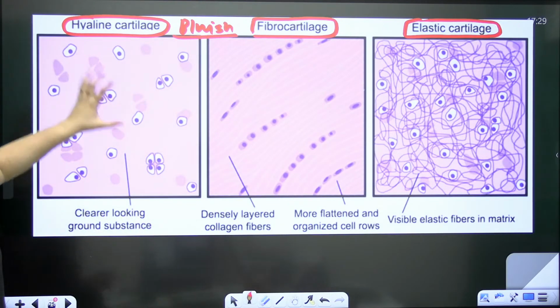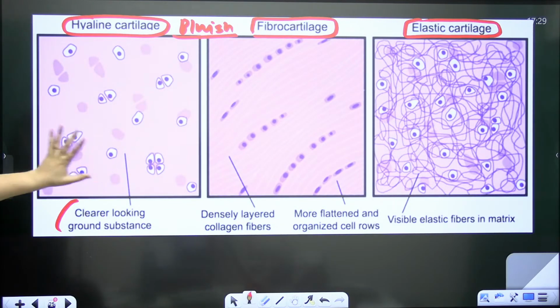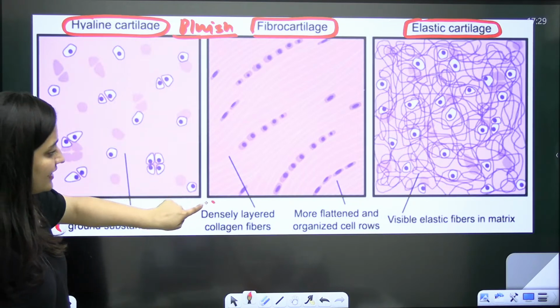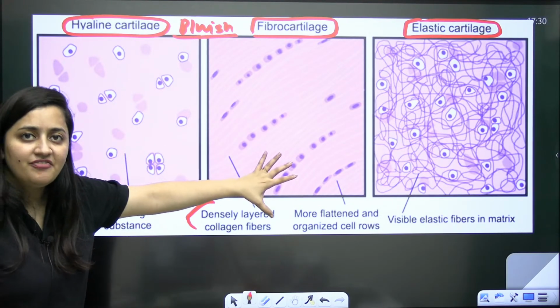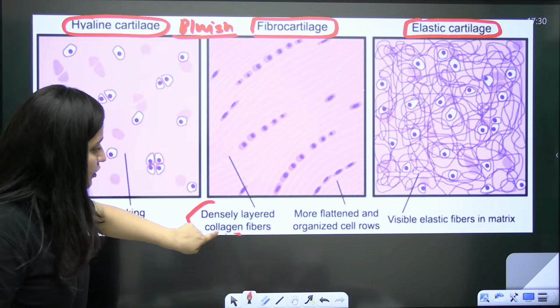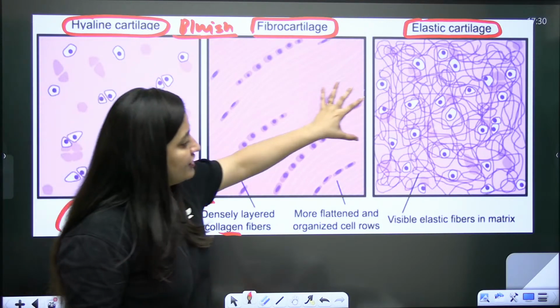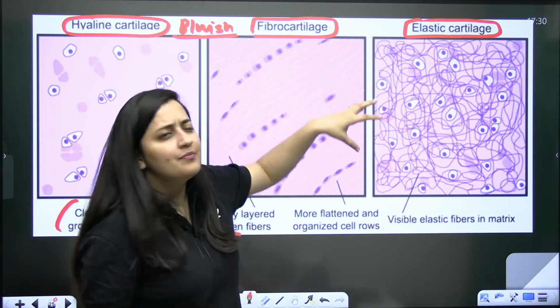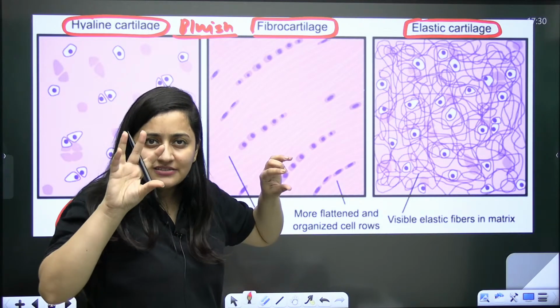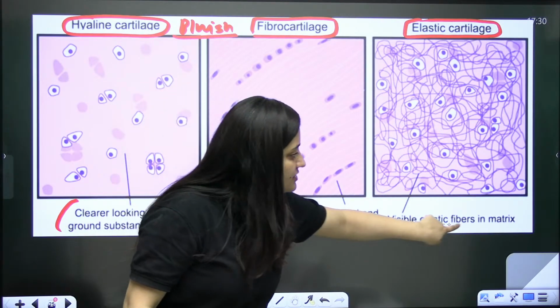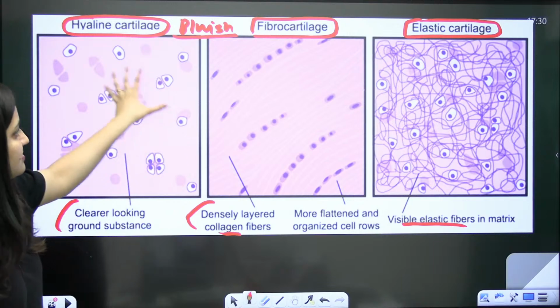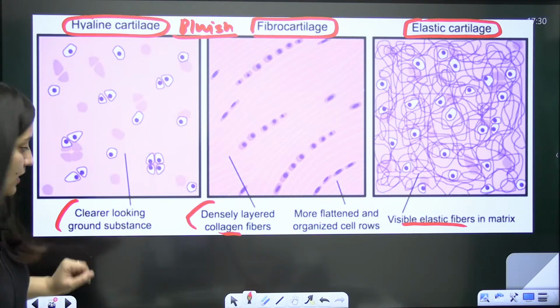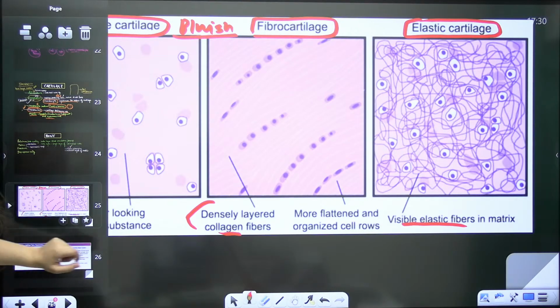In hyaline cartilage, a clearer looking ground substance will be there. In fibrocartilage, if it is white fibrocartilage, densely layered collagen fibers will be there. If it is yellow, it has yellow fibers, so elastic fibers are visible in the matrix. This is how they are arranged. A question used to come from this part.